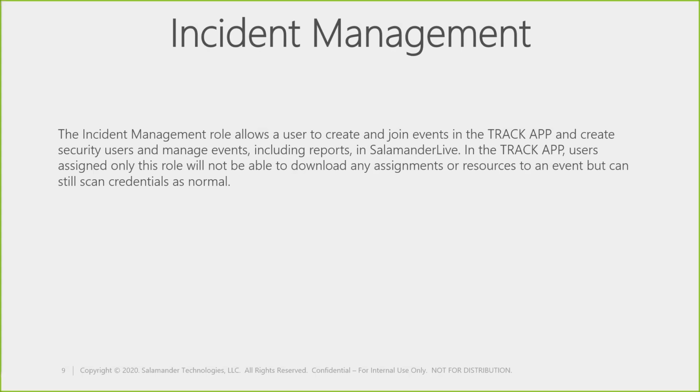Next is the incident management role. This role allows a user to create and join events within the Track app. It also allows them to create security users and manage events and their associated reports within SalamanderLive. So in the Track app, users assigned only this role will not be able to download any assignments or resources to an event, but they can still scan credentials as normal. So again, they don't have access to those assignments. They don't have access to people or equipment, but they can still scan in people and equipment to an assignment as long as they have those barcodes.